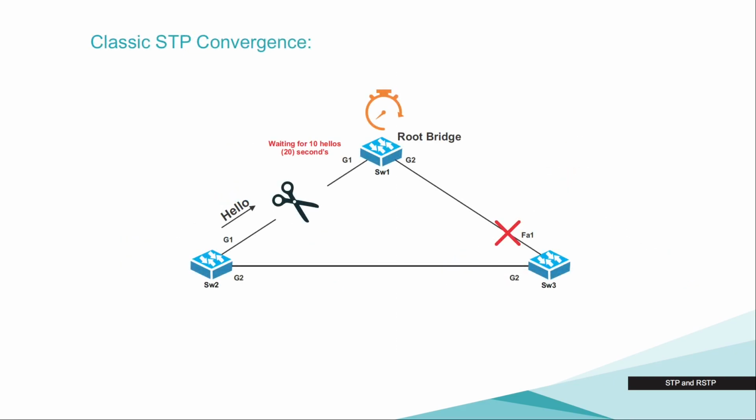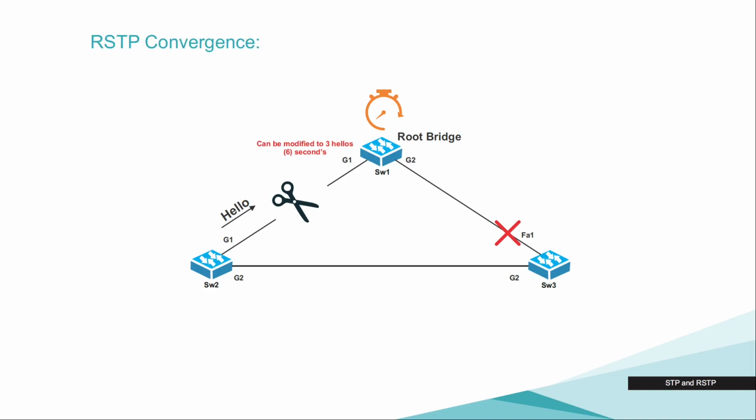So let's take a look at some differences between the STP and the RSTP. We spoke before about the max age time, and the max age time is the time that it will take in order to consider a topology change. The max age time in the classic spanning tree was 20 seconds or 10 hellos. So if we didn't hear from our neighbor for 10 hellos, we will consider that there is a topology change in our network.